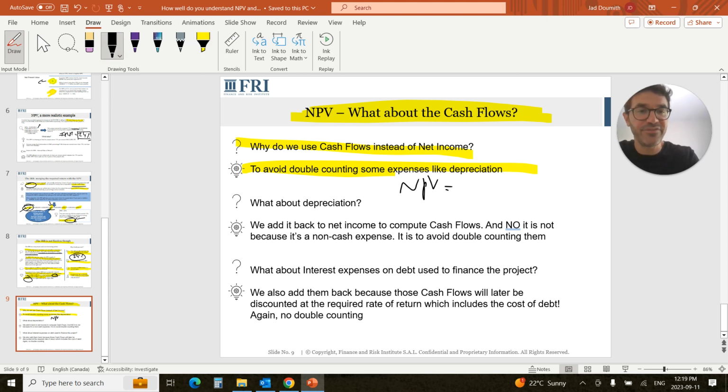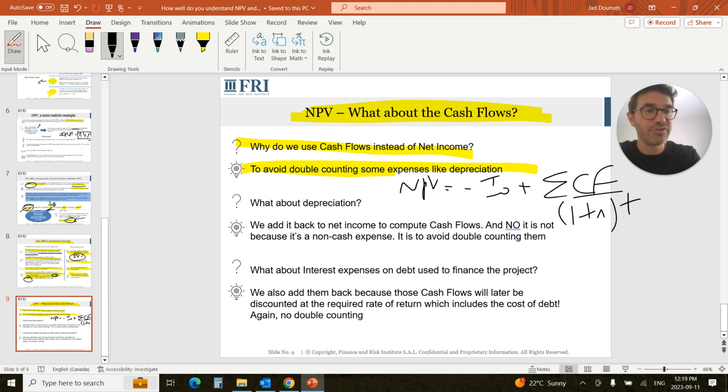Consider the formula for NPV. It's negative the initial cash outflow plus the present value of all cash flows discounted at the rate of return from 1 to 10, the initial cash outflow happening at year 0. So look at the initial cash investment. It represents your investment to acquire the project, including to acquire some equipment, some machinery, some plants, etc. Those will be depreciated. And when they are depreciated, they will actually hit net income. If you use net income here, you would be hitting your project twice by those depreciation expenses.